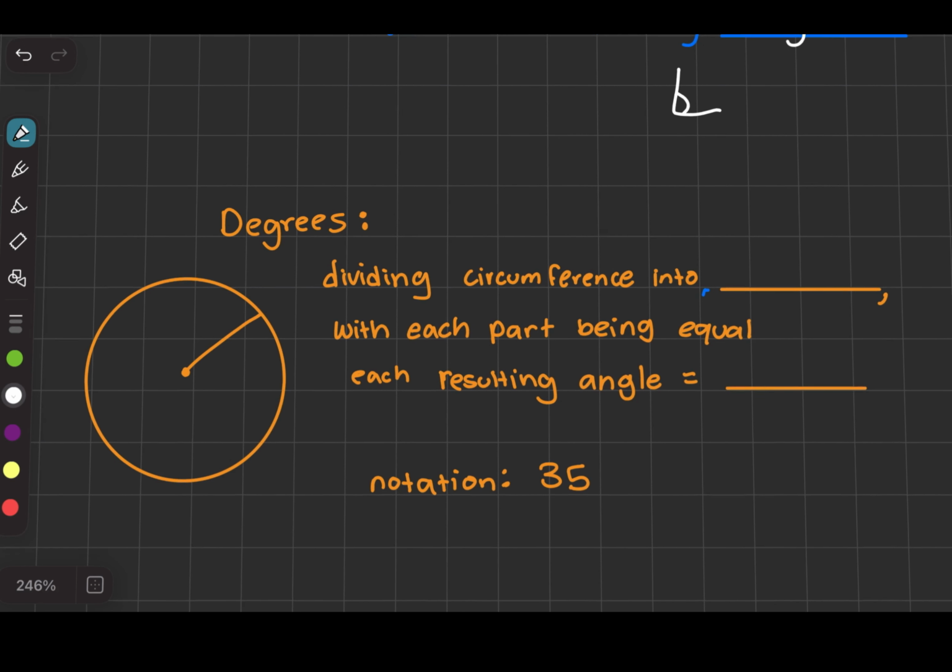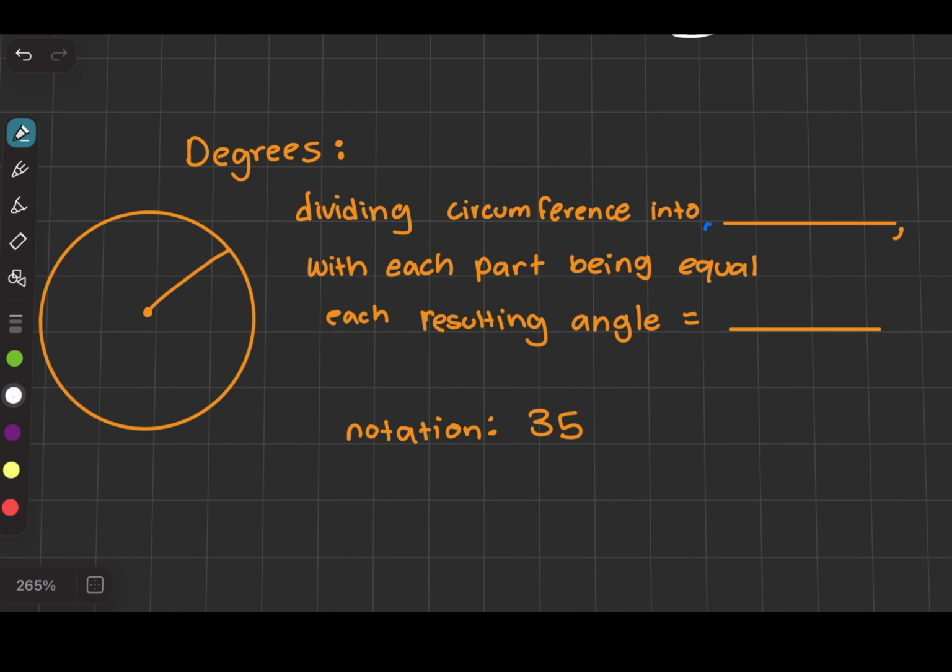Alright, starting with degrees. Degrees can be modeled by dividing the circumference, or essentially the perimeter of a circle, into 360 parts, with each part being equal. So essentially these parts are different equal arc lengths. So I'll draw an example. Here we have our arc length. So the resulting angle from these equal arc lengths is referred to as 1 degree.